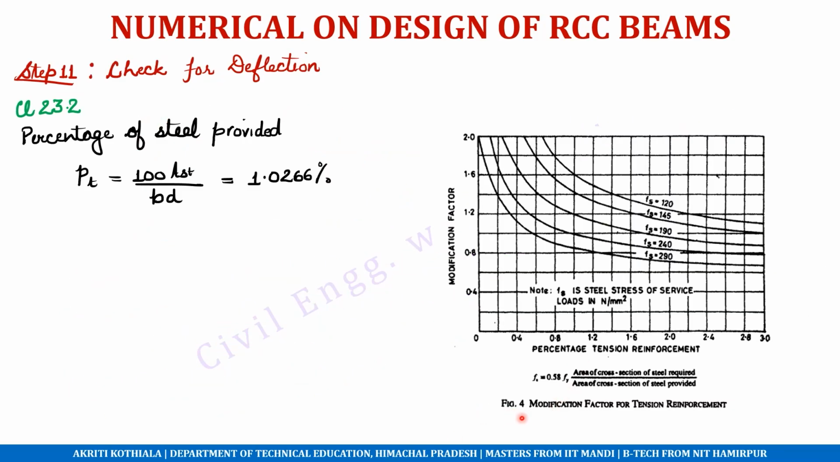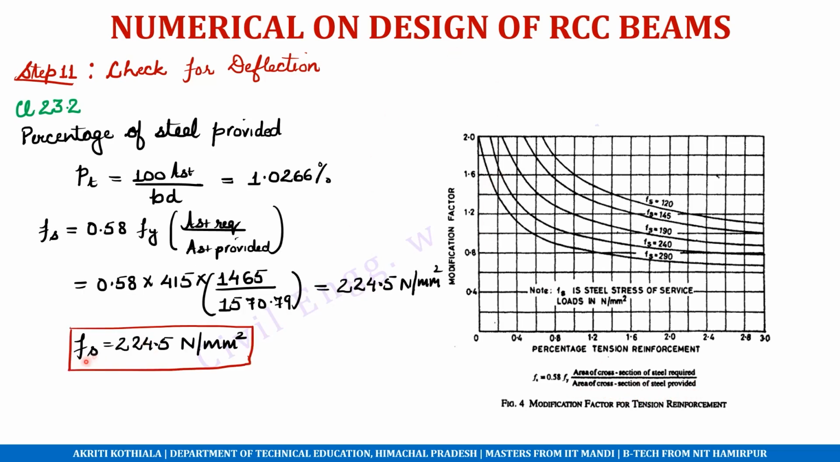Now coming to figure 4 of the code, it says that Fs is equal to 0.58 Fy, area of cross section of steel required upon area of cross section of steel provided. So from this we obtain the value of Fs is equal to 224.5 Newton per mm square, as we knew the values of area of steel required and area of steel provided by us in the question.